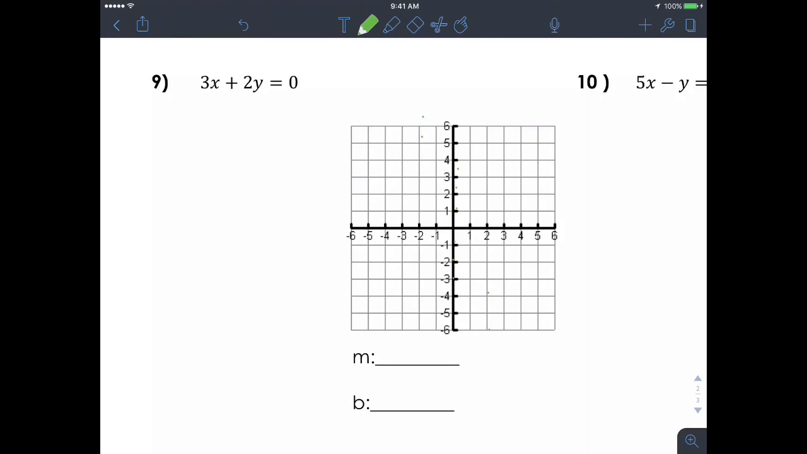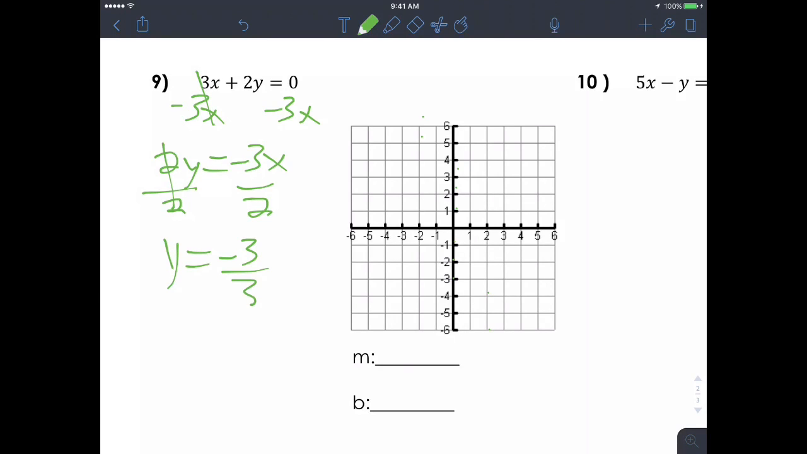Okay, to get y by itself in this one, we're going to subtract 3x from both sides. We're going to wind up getting 2y equals negative 3x plus 0. But truthfully, we don't really need that 0 there, so I'm going to go ahead and erase it. And then I'm going to go ahead and divide everything by 2. That's going to get me y equals negative 3 over 2 x.